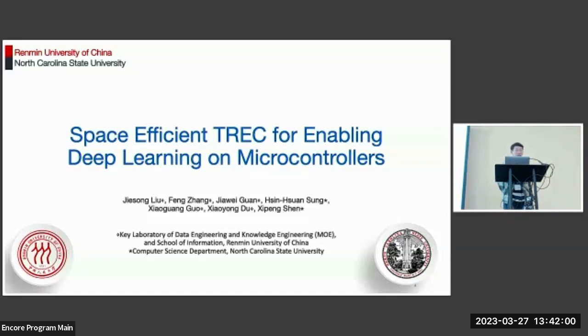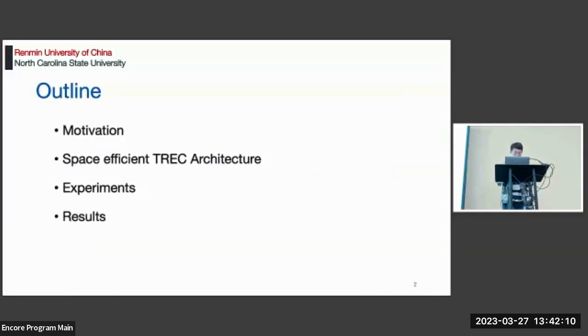Hi, everyone. My name is Jiesong, and I'm a senior student at Renmin University of China. I'm going to go through my work of space-efficient TREC for enabling deep learning on microcontrollers. I'll introduce the motivation, the work itself, some of the experiments we conducted, and how they actually turned out.